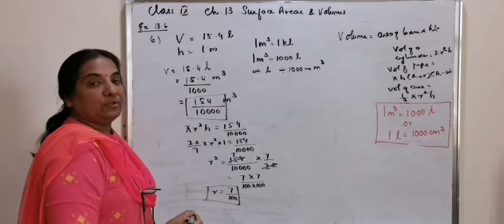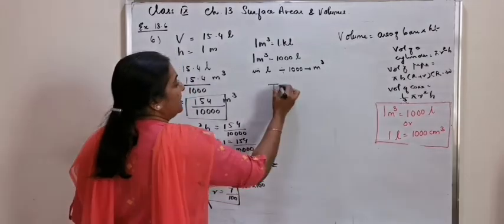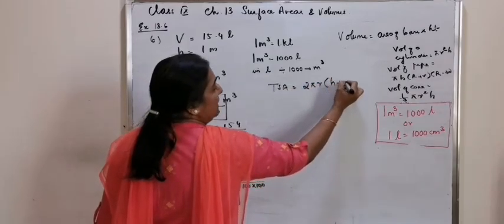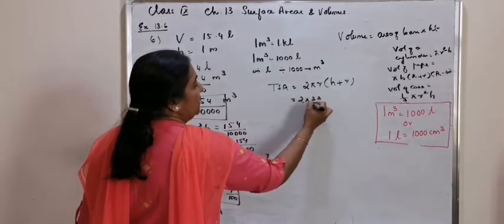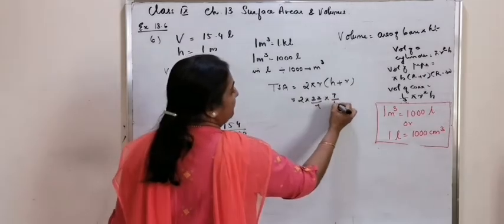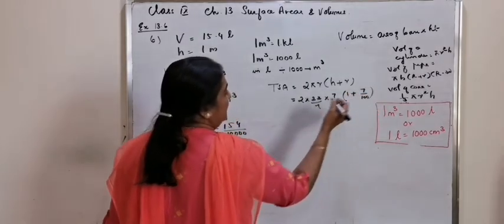Now you have to calculate the total surface area of the cylinder. Total surface area formula is 2 pi r into h plus r, which is the same as 2 into 22 by 7. The radius is 7 by 100 into 1 plus 7 by 100.